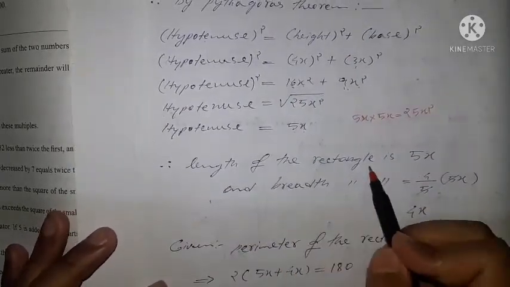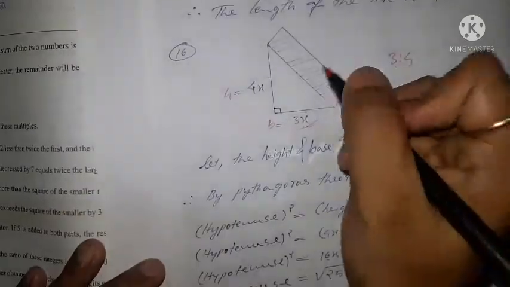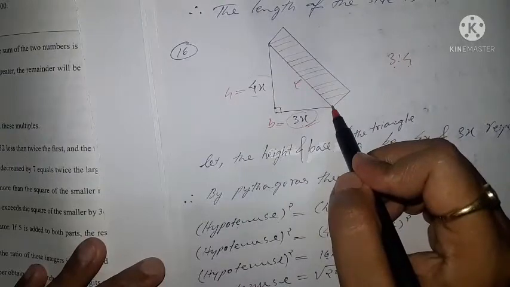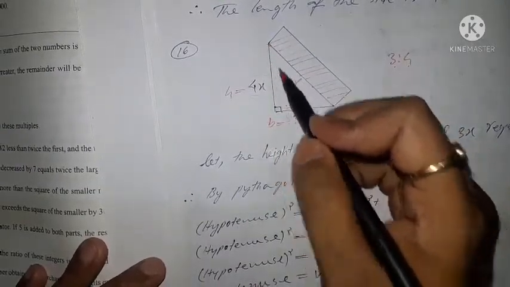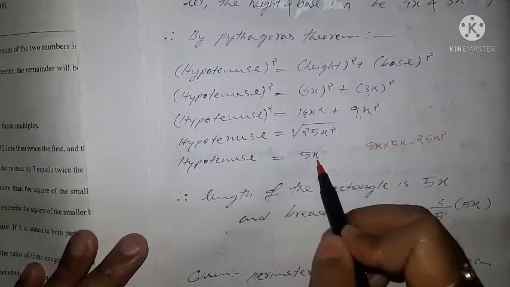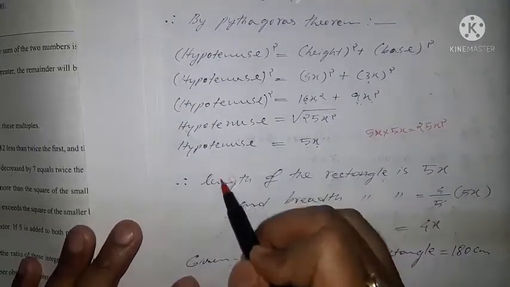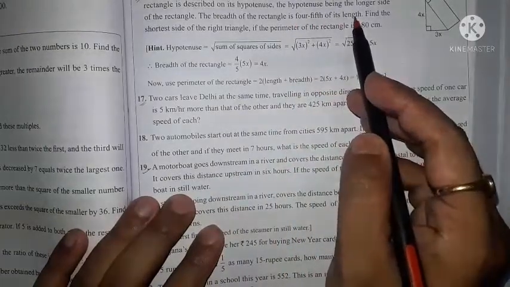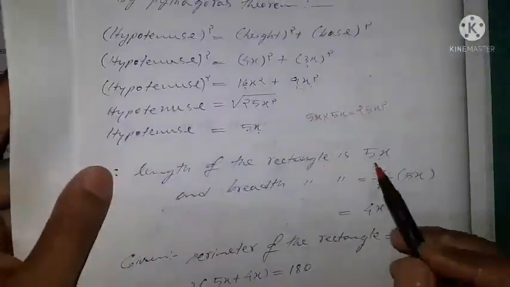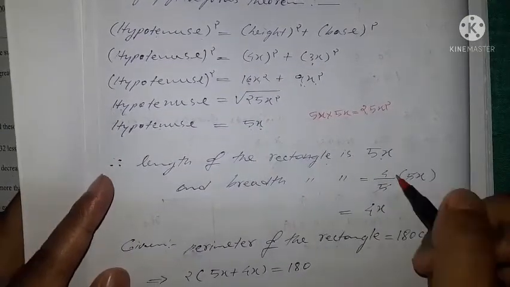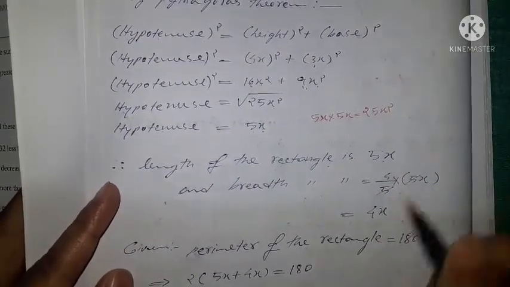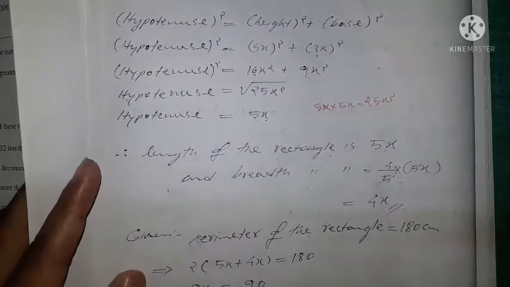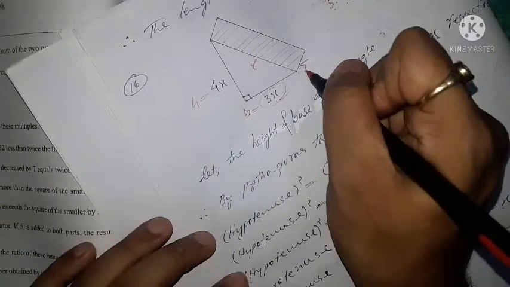Since this is the length of the rectangle and this is the hypotenuse, the length of the rectangle and the hypotenuse are the same, so the length of the rectangle is 5x. It is given in the question that the breadth of the rectangle is 4/5 of its length. If the length is 5x, the breadth will be 4/5 into 5x. The 5 cancels, so 4x remains. That is the breadth of this rectangle.